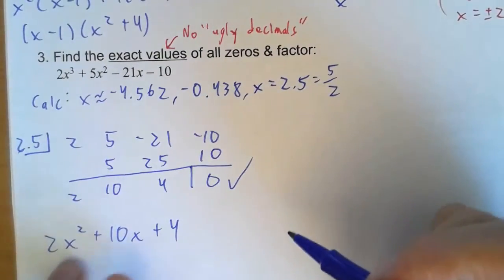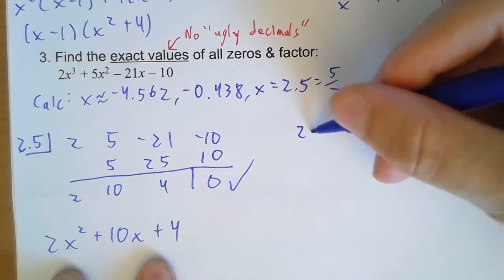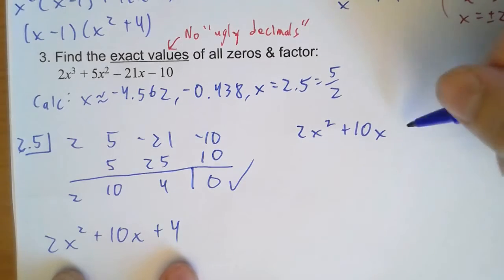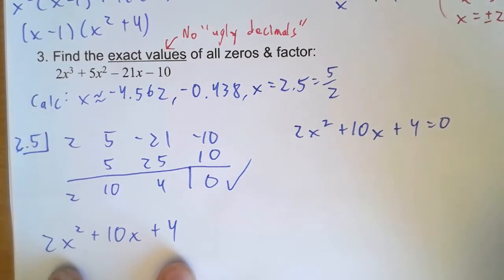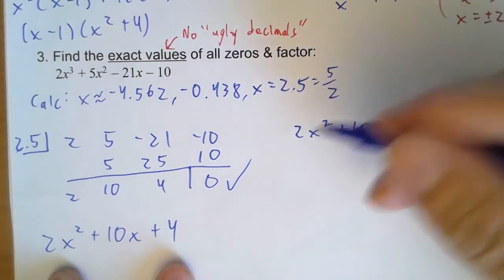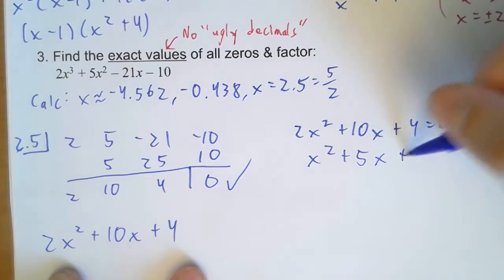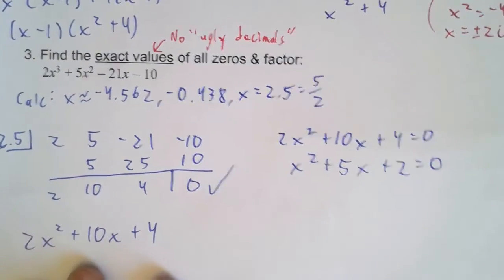Okay, let's try to solve this to find the exact values of those decimals. So 2x squared plus 10x plus 4 equals 0. And then let's just divide everywhere by 2. It's got a GCF there, x squared plus 5x plus 2 is 0. Well, wait a minute, that doesn't factor.